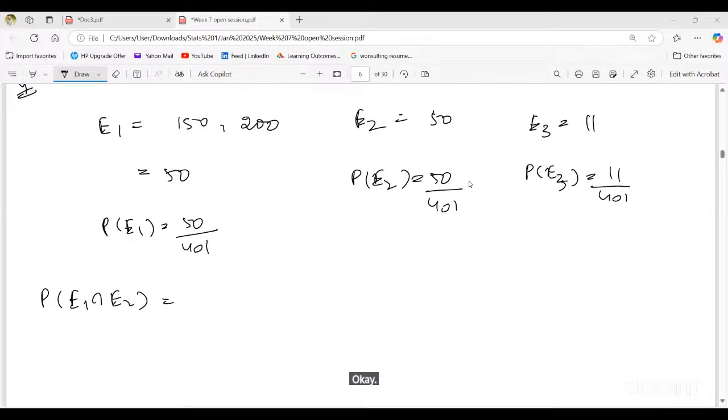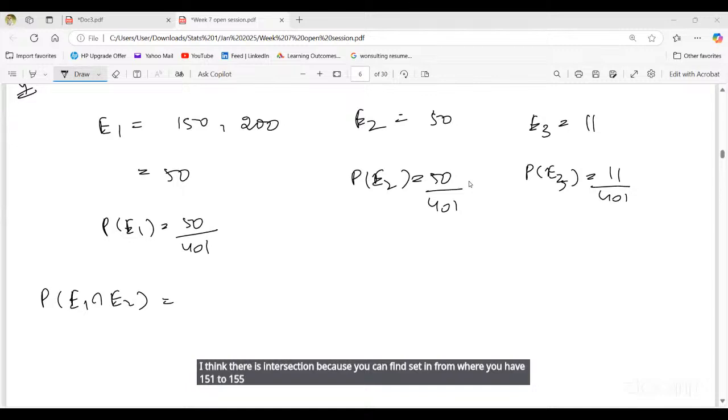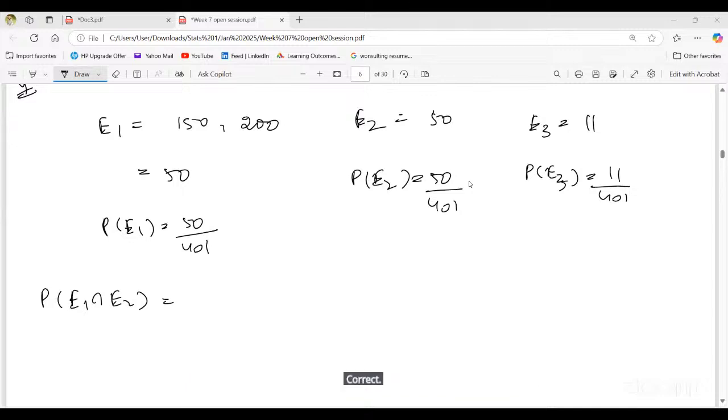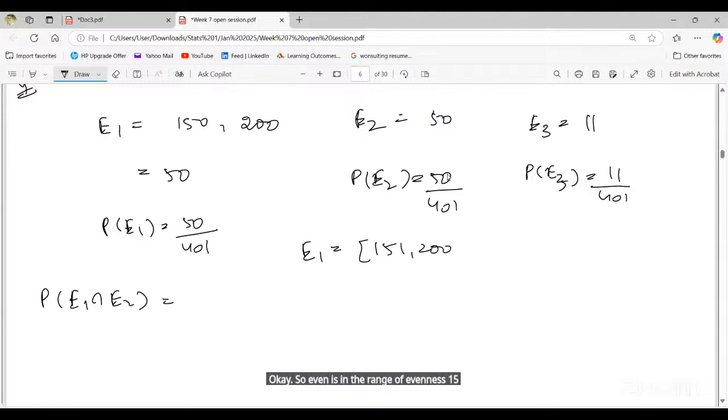Greater than 106, but less than 156. Ma'am, they intersect. I think there is an intersection because you can find a set where you have 151 to 155. That would be there. And this is starting from 150 to 200. So the range of E1 is 151 to 200, correct?